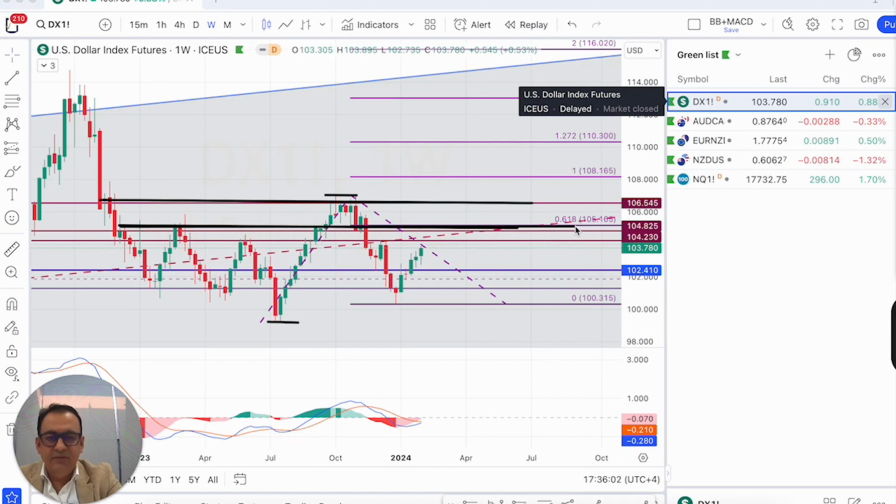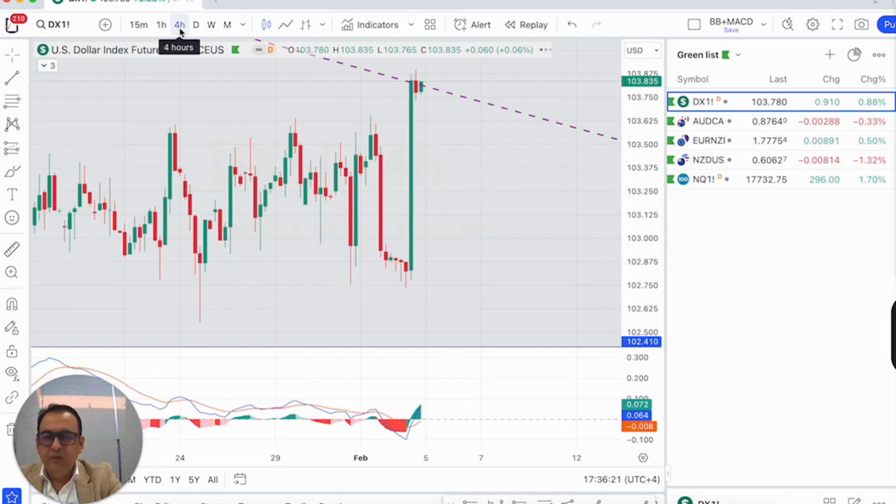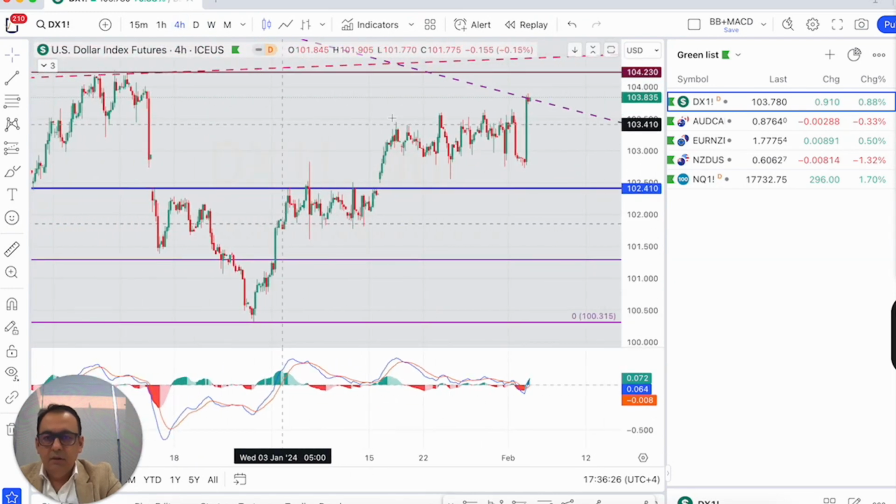So at least in the coming days, we can expect the US dollar index to rise to 105.1, and if it continues its bullish run, then the next target would be 108. So in the short term, the US dollar index remains bullish. Moving to 4H, again we have a bullish pattern on the chart. So this was the bullish divergence on the 4-hourly chart.